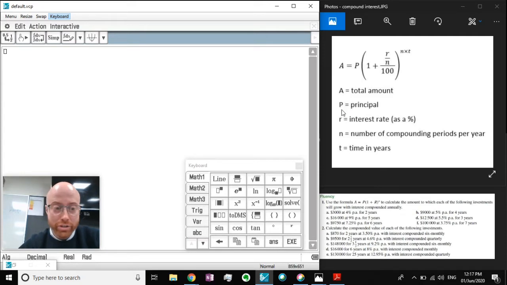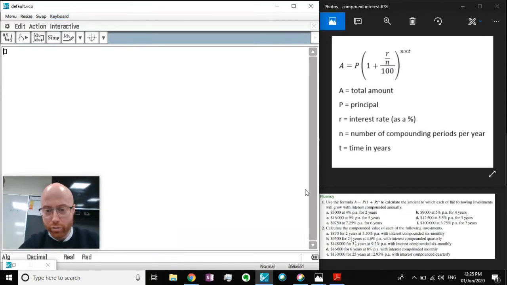P is the principal, just like before. R is the interest rate. Now, N is the number of compounding periods per year. This is going to come into play in some of these question 2 type 1s, and I will talk about what that means when we get up to those questions. And then T is the time in years. And notice that there's an N here and here. So whatever you find that N value to be, you've got to put it in both places.